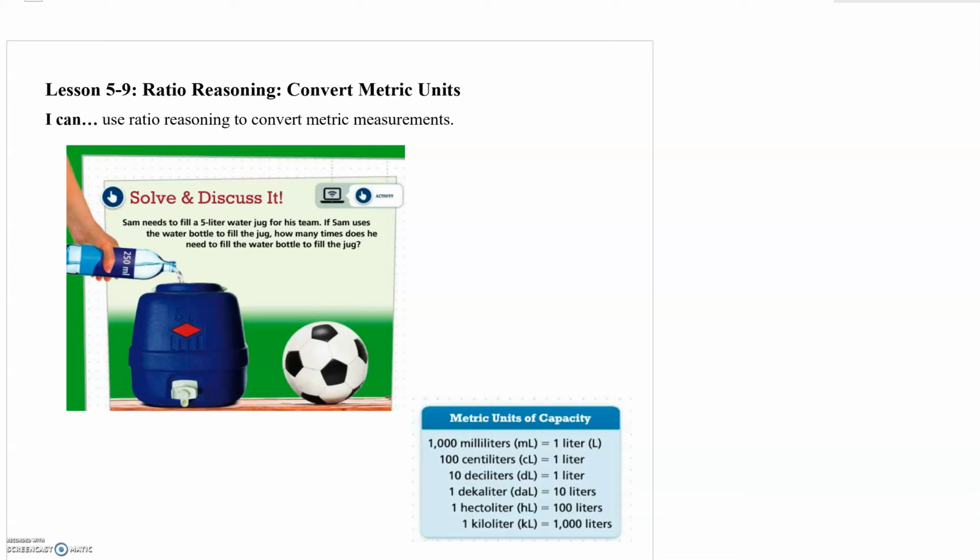Alright guys, this lesson is similar to what we did yesterday. We are converting metric units though today. So we are using our ratio reasoning to convert metric measurements. So first you have the solve and discuss. If you want to take a moment and pause your video and then go ahead and play again to check your answers with mine and see if we agree. So go ahead and pause now.